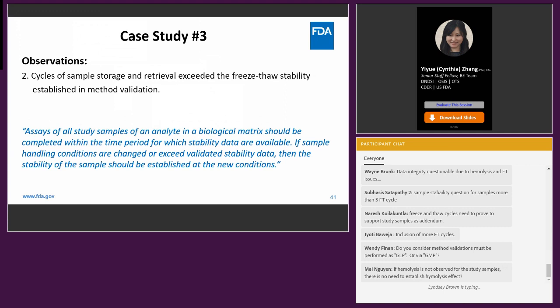And the second observation is that cycles of sample storage and retrieval exceeded the freeze-thaw stability established in method validation. Assays of all study samples of analyte in a biological matrix should be completed within the time period for which stability data are available. If sample handling conditions are changed or exceed validated stability data, then the stability of the sample should be established at the new conditions.